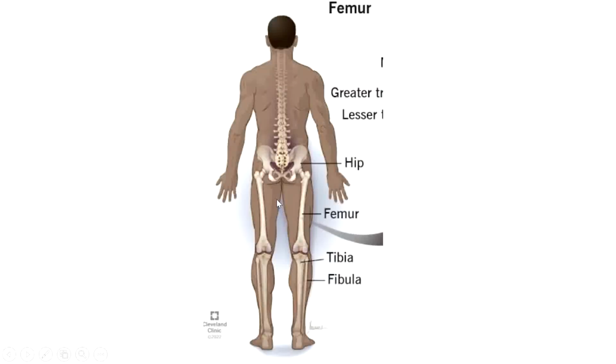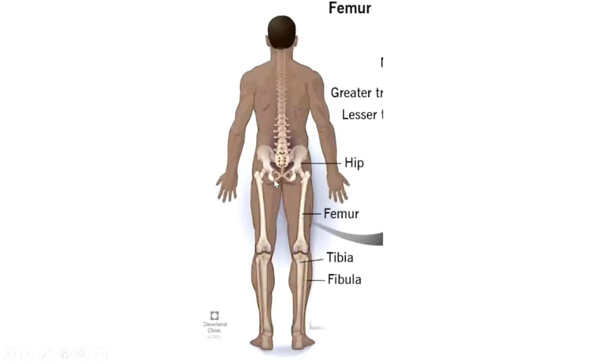Here we can see the bones. This part is ischial tuberosity. It is a part of hip bone. This is thigh bone, femur. In the leg, the medial bone is tibia, lateral bone is fibula.